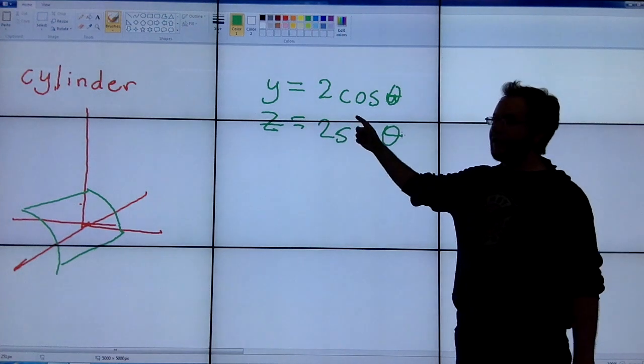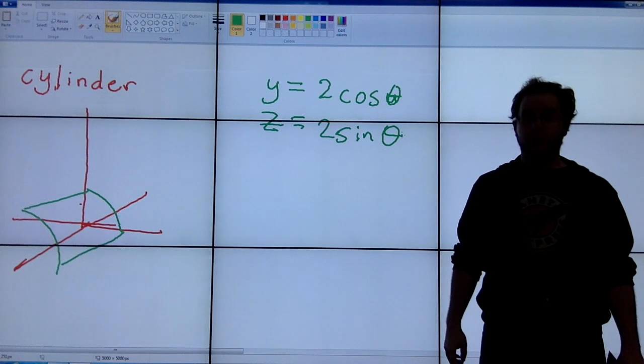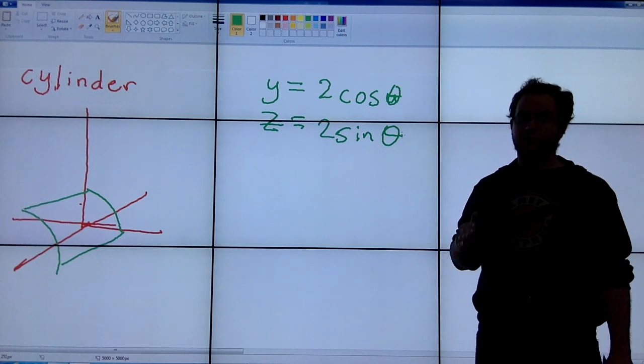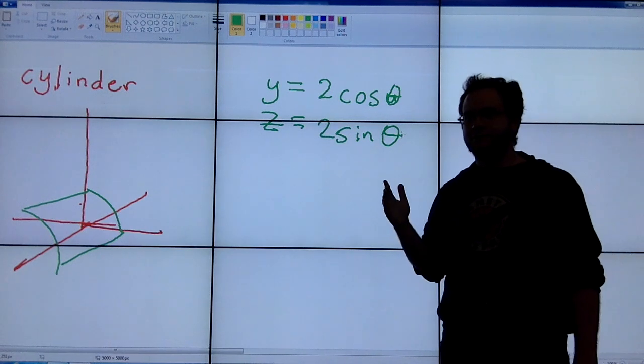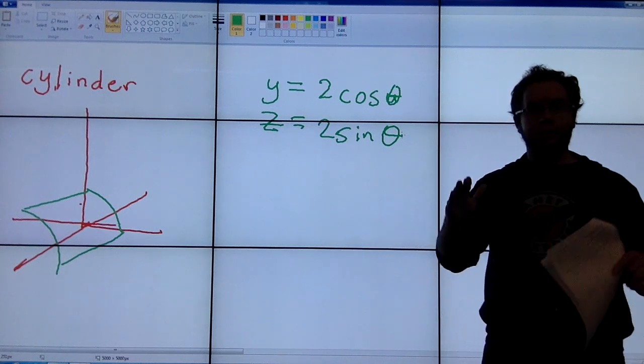Why do we say r sine theta and r cosine theta? Right, we're on the surface of the cylinder. We want to be fixed on the surface. We don't want the radius from the x-axis to the surface of the cylinder to vary. We want to be on the surface of the cylinder.